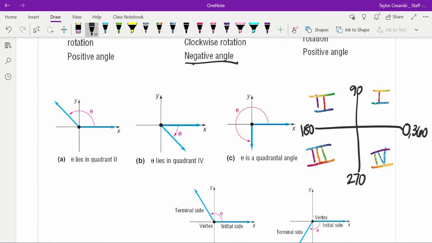Basically, you should first of all know if I told you an angle like 45 degrees, what quadrant does that lie in? That lies in quadrant number 1. You should also know 0, 90, 180, and 270 are what you call quadrantal angles, and they lie on your 4 quadrants.